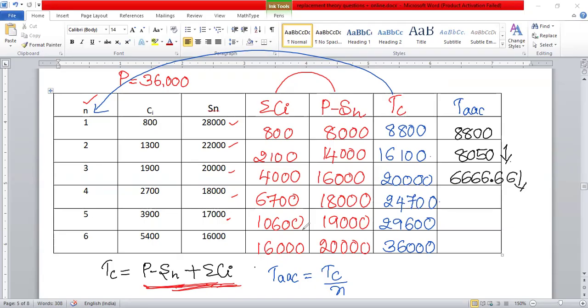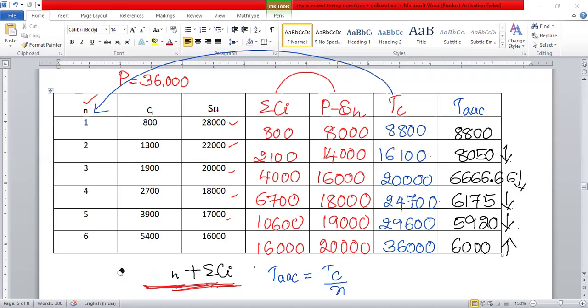24,700 divided by 4, so 6,175. 6,175 decreases. 29,600 divided by 5, so 5,920. 5,920 decreases. Now 36,000 divided by 6, so 6,000. Look at that, it increases.